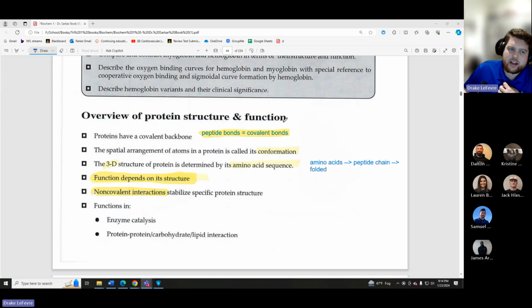Overview of protein structure and function. Proteins have what's called a covalent backbone. Remember we talked about peptide bonds. Who can tell me what a peptide bond is? What two things are bound together? Amino acids. Correct. Great job, Lauren. So amino acids come together to form peptide bonds. Peptide bonds are a type of covalent bond, and we get this big, long, beautiful chain.